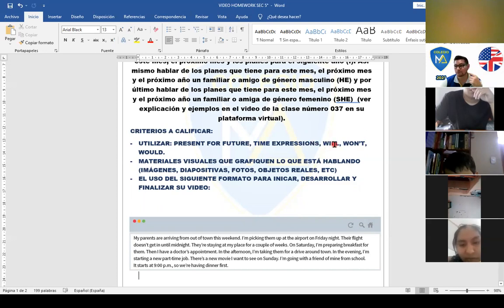Decimos, utilizamos el will, utilizamos el want, también podemos hacer de forma negativa, podemos hacer algún plan de manera negativa para indicar algo que no vamos a hacer o algo que no vamos a realizar. De igual manera, el uso del would, ¿ya?